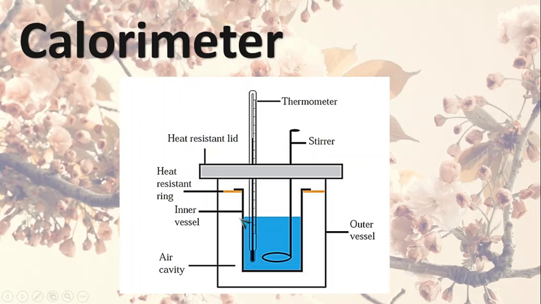an inner and an outer one. This way, no heat can be transferred from inner to the outer vessel or from the outer to the inner vessel. Thus, the inner vessel is thermally isolated from the surrounding. The inner vessel is made up of copper, and a thermometer for measuring the temperature and a stirrer for stirring the liquid in the calorimeter are fitted in it.